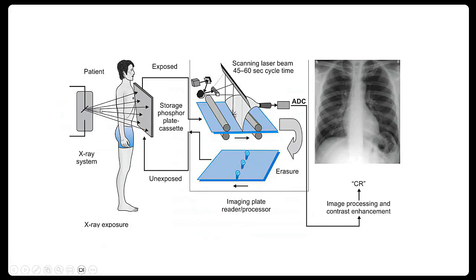So how is it working? We'll give the X-ray exposure to the patient and the cassette. So the PSP plate is now exposed. The exposed PSP plate, we are taking it to the reader, and inside the reader, we will scan the plate using a laser beam for around 45 to 60 seconds cycle time. And with the help of ADC, we'll digitally convert the signal into electric signal, and we'll get the image.